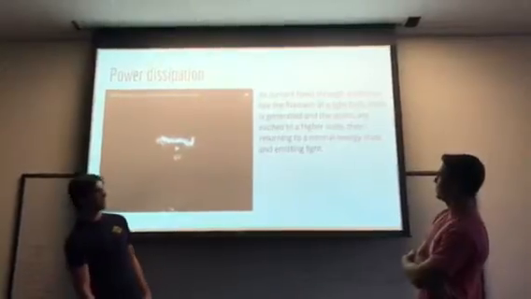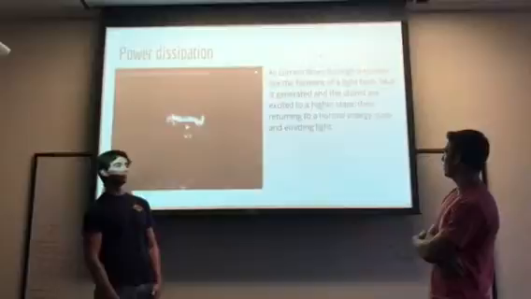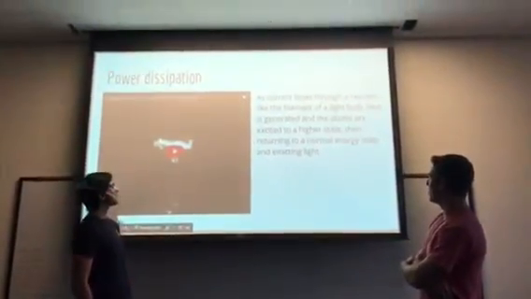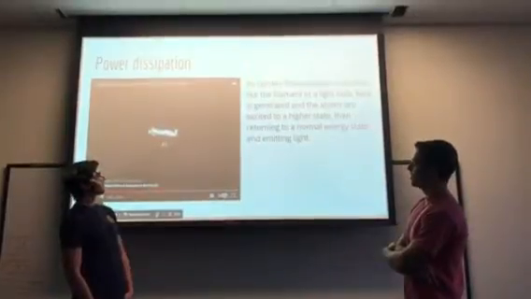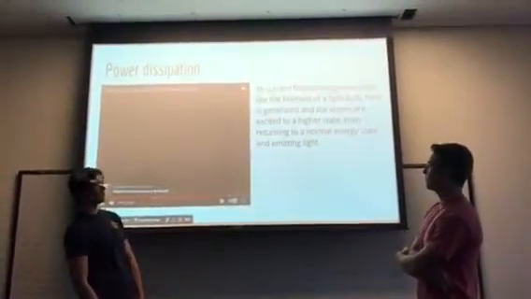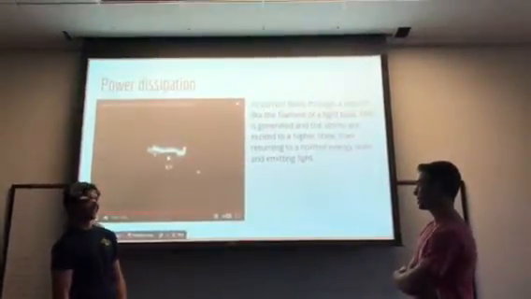As current flows through a resistor, like the filament of a light bulb, heat is generated and the atoms are excited to a higher state, then returning to a normal energy state and emitting light, which we see. And we know from lab that light bulb filaments are non-ohmic material, unlike a resistor, which is an ohmic material.